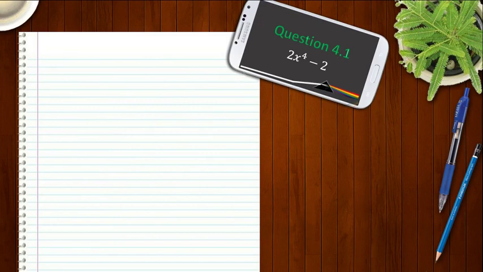Question 4.1. First thing, look for a common factor. There's a 2 in both of these terms. So I take out 2, which leaves me with x to the power 4 minus 1. Now, is this all I can do, or can I take this further? We have 2 terms, so possibly difference of squares, and both are perfect squares with a negative.